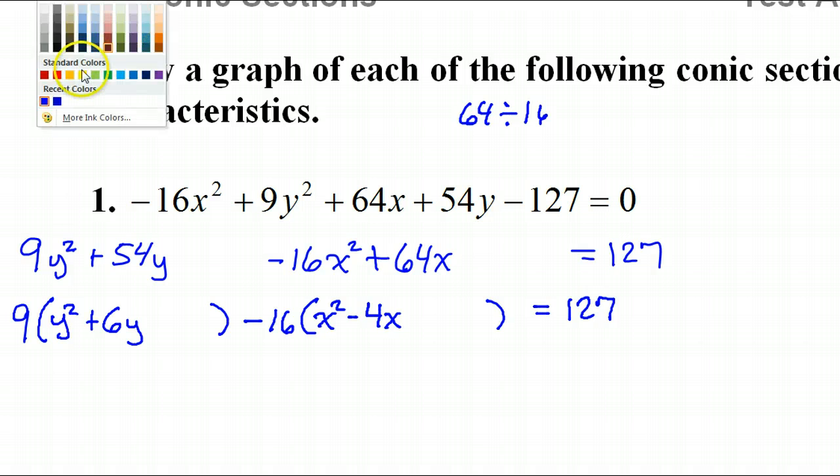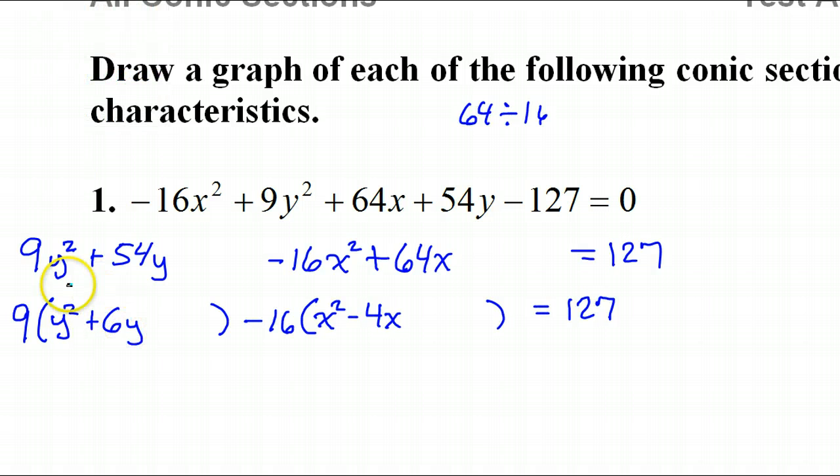In case you're wondering where the 6 is coming from, once I see I'm pulling out a 9, what I'm really doing is dividing everything by 9. That way the 9's cancel, 54 divided by 9 is 6. Same thing here, I'm really dividing everything by negative 16. And that's why 64 divided by negative 16 is negative 4. Probably the easiest way to think about it.